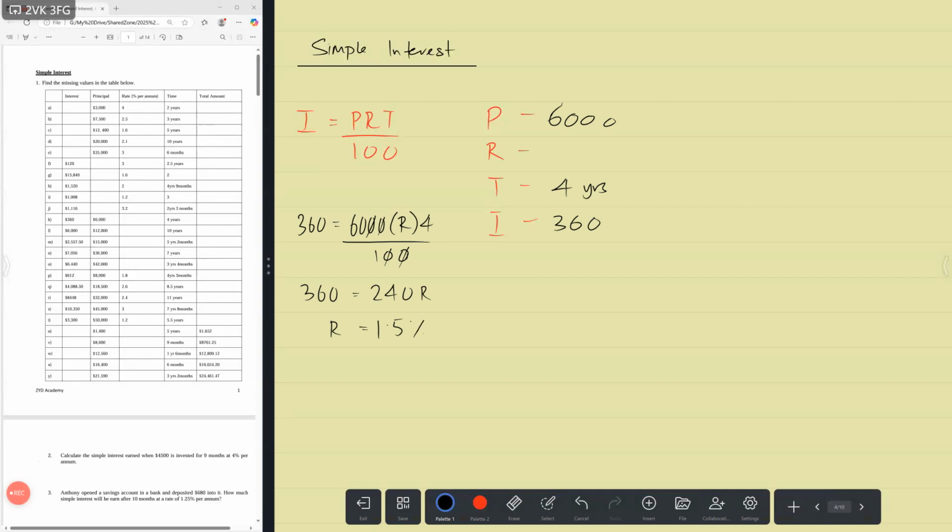Why do I say 36 divided by 24? Because I can cancel off these two zeros as well, if you can see that. If not, you can just take 360 divided by 240, and you will still get 1.5%. So the rate is 1.5%.